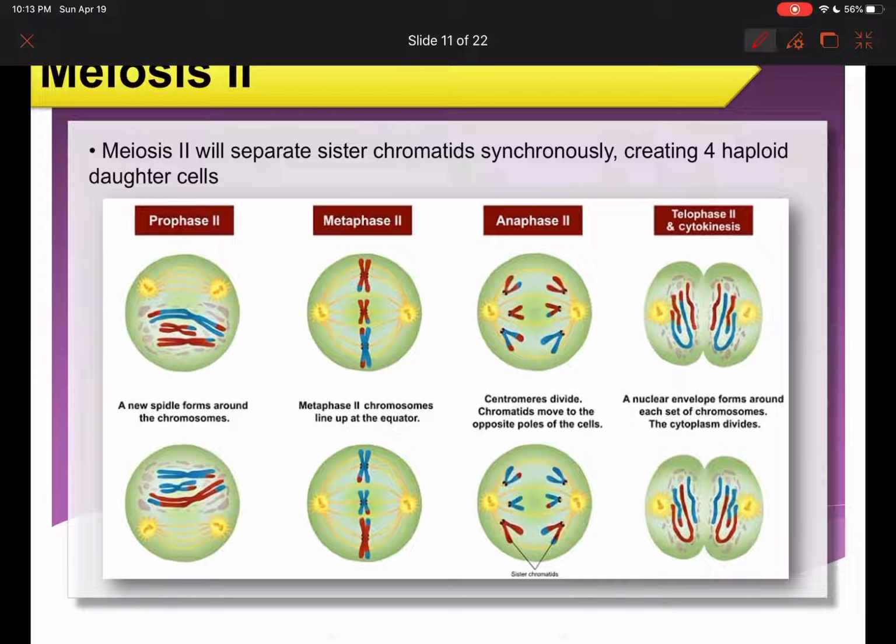Now, during meiosis 2, the two daughter cells undergo cell division again, where the sister chromatids will separate and 4 haploid daughter cells will result by the end of meiosis 2. So here you have prophase 2, metaphase 2, anaphase 2, and telophase 2, followed by cytokinesis, and this is why you end up with 4 haploid daughter cells after meiosis 2.